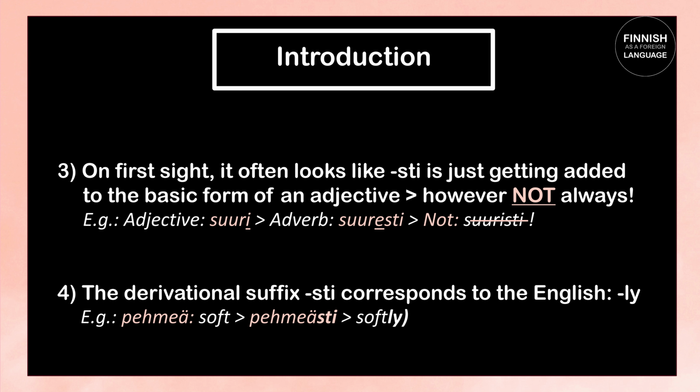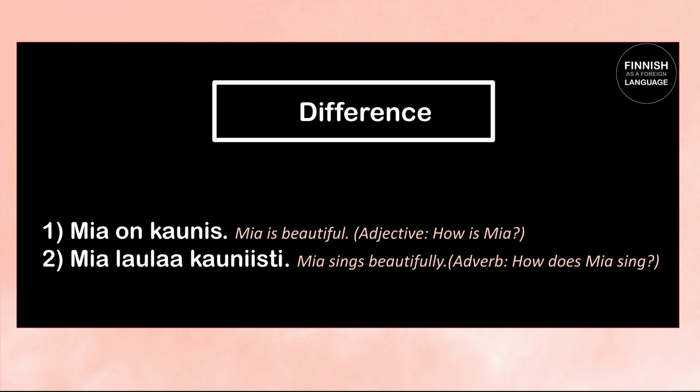Now, to better understand the difference between an adjective and an adverb, let's take a look at 2 examples. Mia on kaunis means Mia is beautiful. Kaunis here is an adjective. It's describing how something is. And the second example is Mia laulaa kauniisti means Mia sings beautifully. Here, kauniisti is our adverb because it's describing the verb laulaa, which means to sing. How is Mia singing? She's singing beautifully. So beautifully is our adverb.